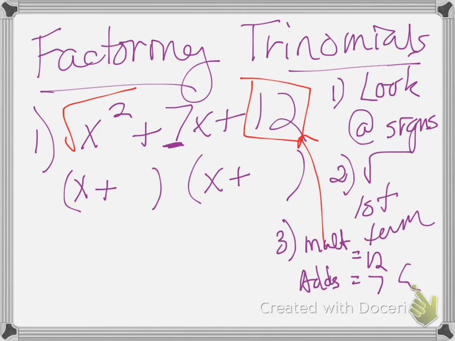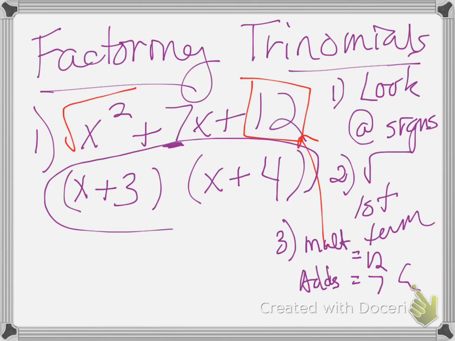5. Think about things that multiply to make 12. Oh, 3 and 4. Very good. Now, because the signs are the same, I can put my 3 and my 4 in either place. It doesn't matter because the signs are the same. Everything adds up to be 7, and that is my answer. x plus 3 and x plus 4.